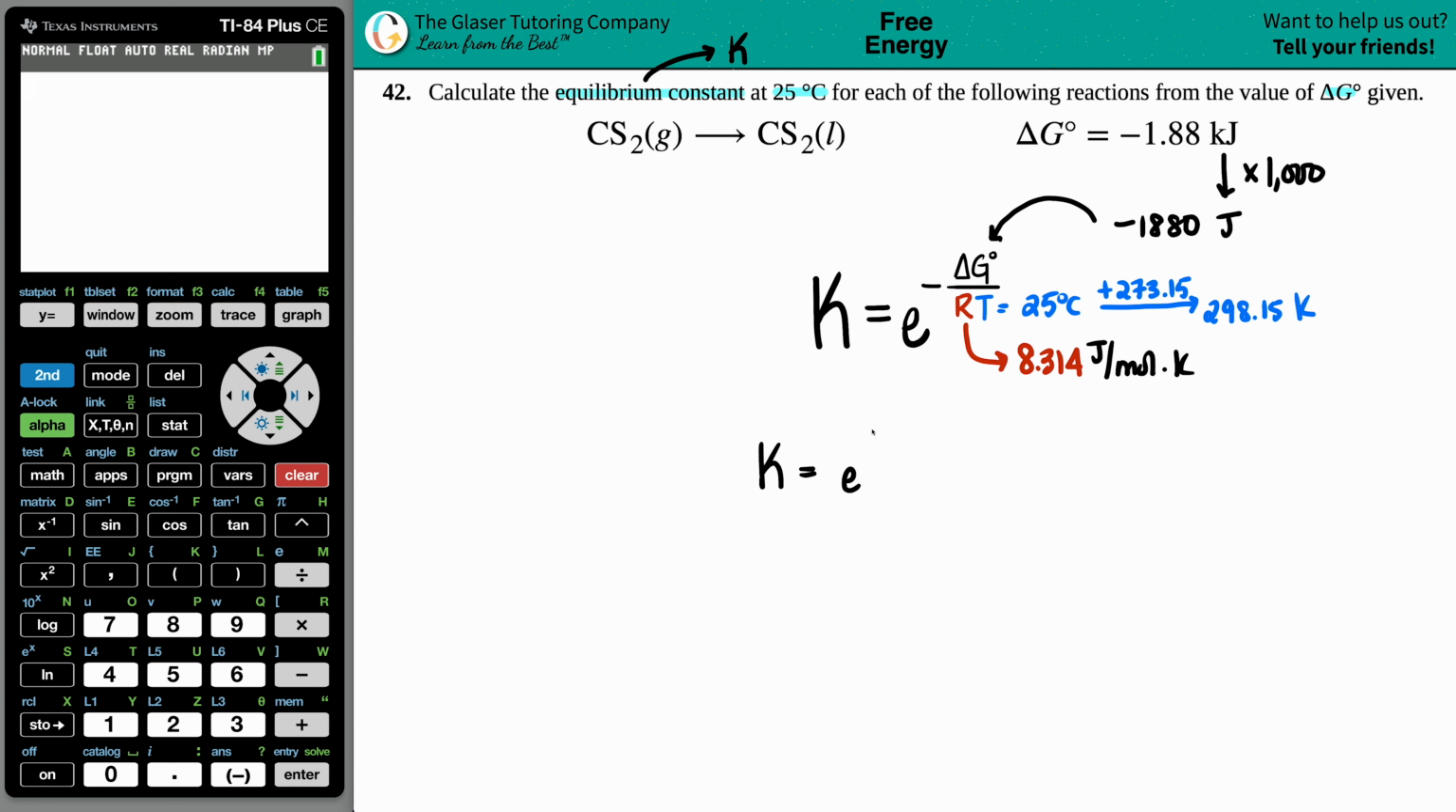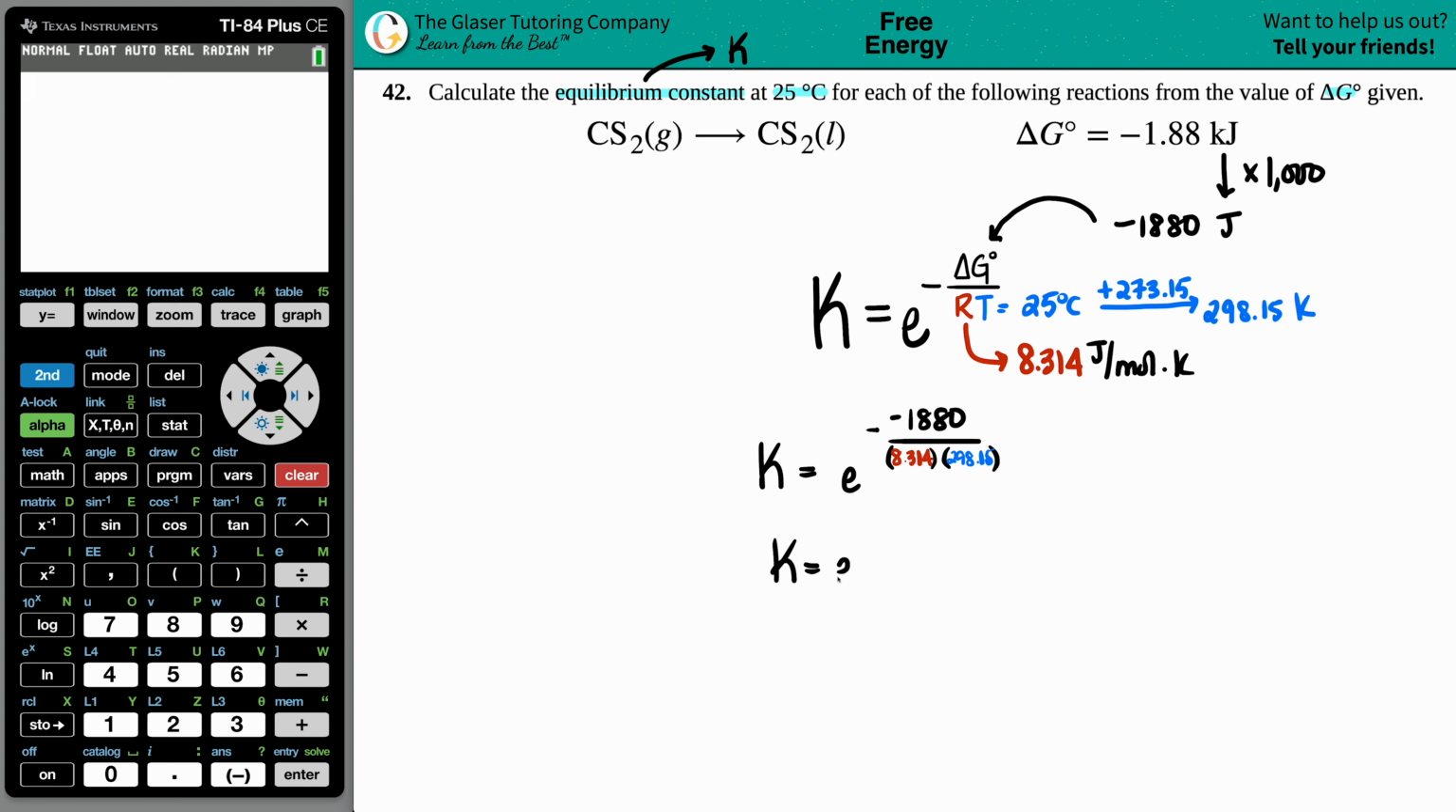K equals e raised to the negative something. Now, there's another negative for the delta G. Keep in mind that there was a negative in the formula. So it's going to be a negative 1,880, and then I'm going to divide it by those two values, the 8.314 times 298.15. Now, the easiest thing to do is simplify this as one number. Then I can use the E button and raise it to the one number. So that's what I'm going to do.